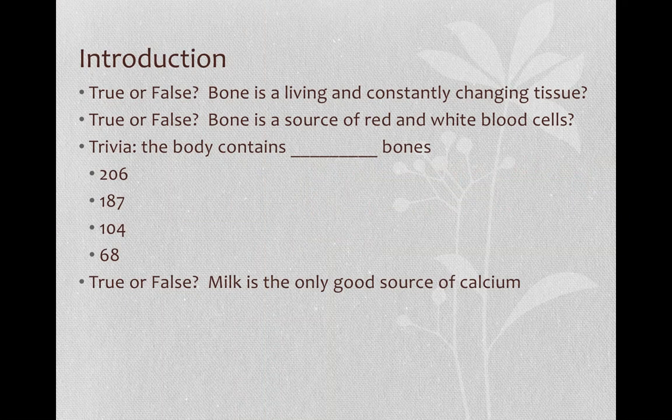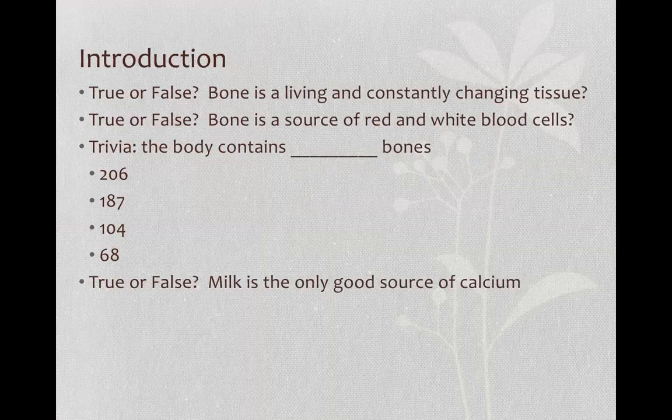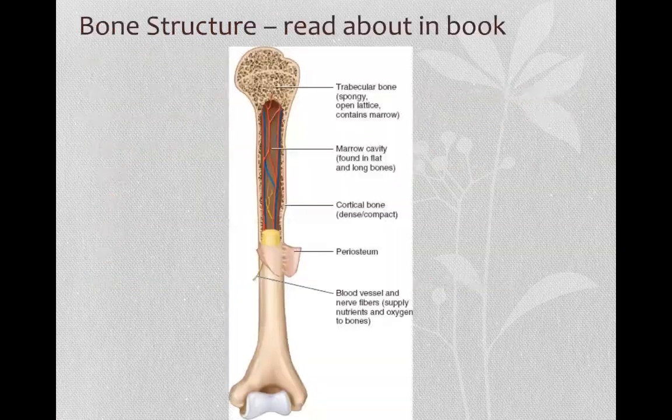So true or false, bone is a living and consistently changing tissue. So look for the answer to these while we give the presentation. True or false, bone is the source of red and white blood cells. Trivia, how many bones does our body contain? And true or false, milk is the only good source of calcium. And think of what you think the answers are to these right now, and then compare them to what you learn at the end of the session.